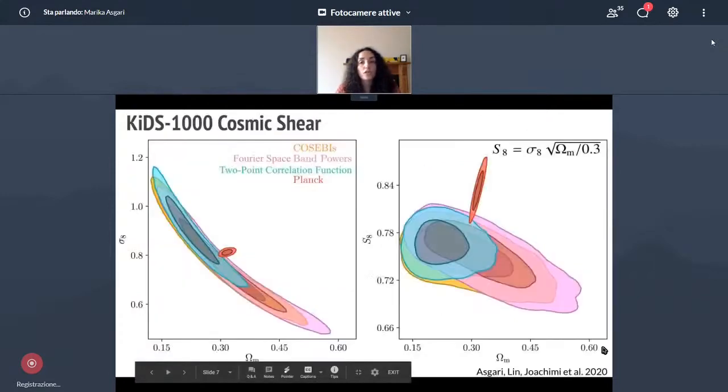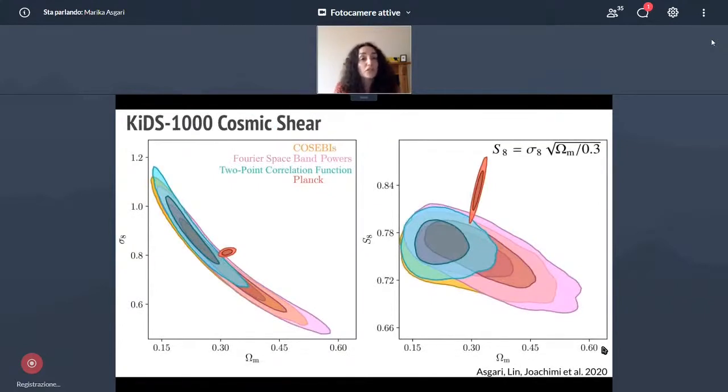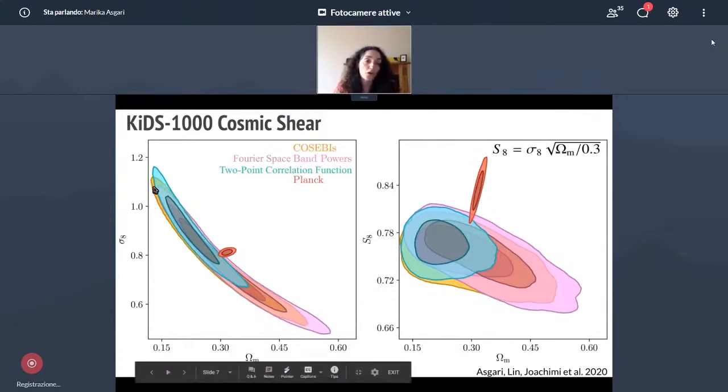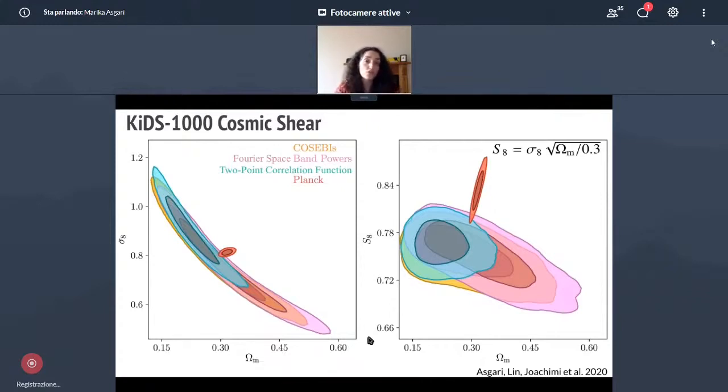Okay, so let's jump into the results. This is the cosmic shear only results shown in sigma 8 and omega m on the left-hand side. These elongated contours are our results. We used 3 sets of 2-point statistics to do the analysis, ranging from real space 2-point correlation functions to Fourier space band powers. And there is a 3rd one called COSEBIs, which I won't go into the details of.